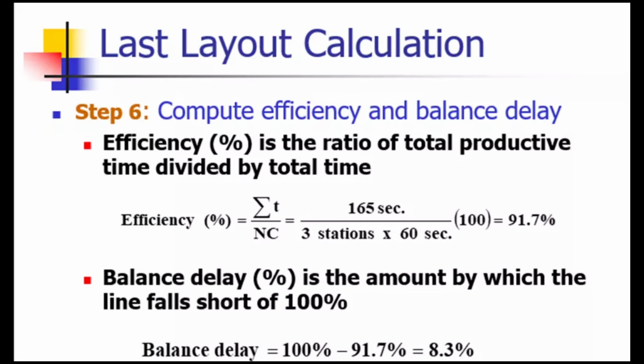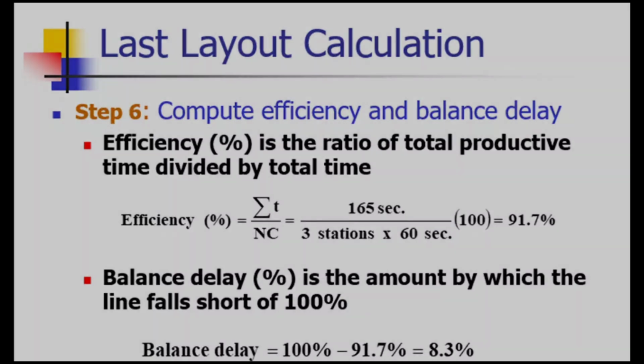Efficiency percent is the ratio of total productive time divided by total time. Balance delay percent is the amount by which the line falls short of 100%.